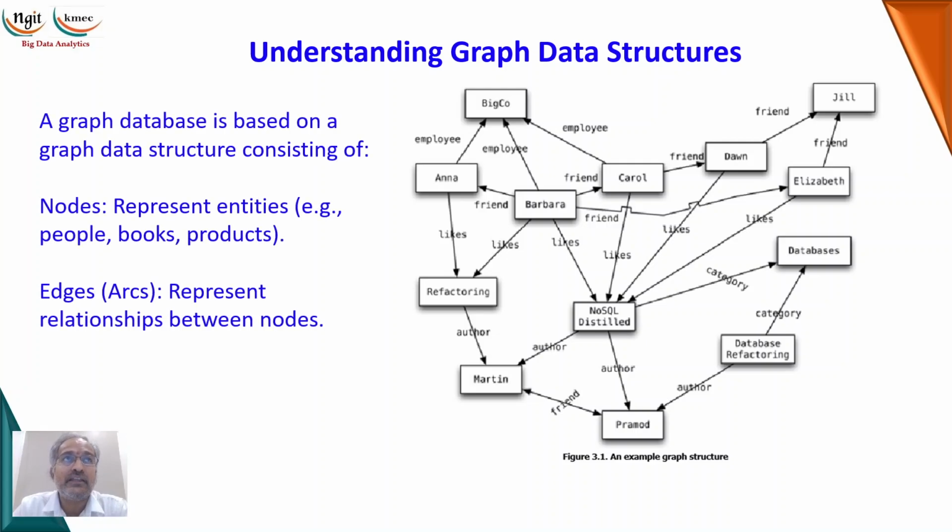So it is a graph-based environment. In that, we can represent nodes. The nodes represent entities like people, books, products, as we have seen here. And the edges represent the relation between those nodes. So Anna likes the book Refactoring, and the author of this book is Martin. So we can go with different kinds of relations.